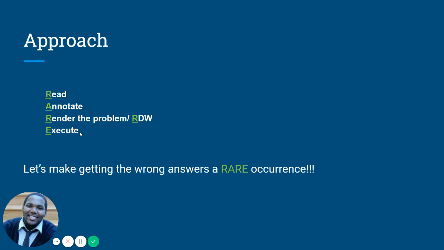We give what type of responses? That's right. We give full sentence responses when we're working with word problems. All right. So I want you to remember the point of this approach is we're trying to make getting the wrong answers a rare occurrence. All right. We don't want that to happen.